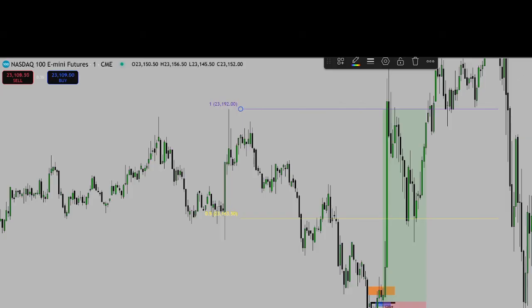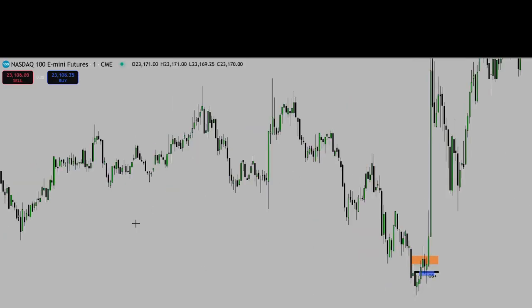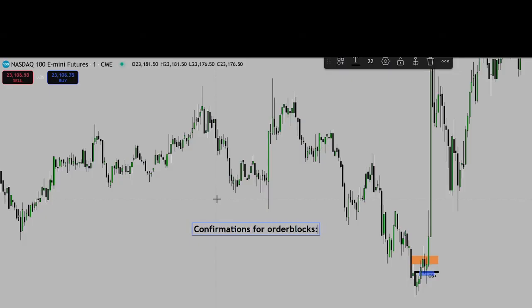In a bearish scenario, it would be a low, okay? So that's pretty much the basis and foundation of the order blocks, right? You've got to take into consideration time. So we're going to mark all of this down. So, confirmations for order blocks, right? Number 1, time. What exactly is time?